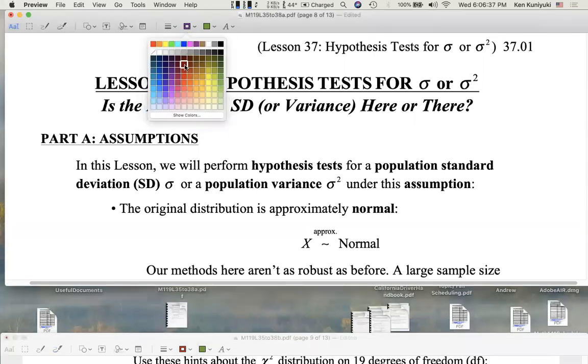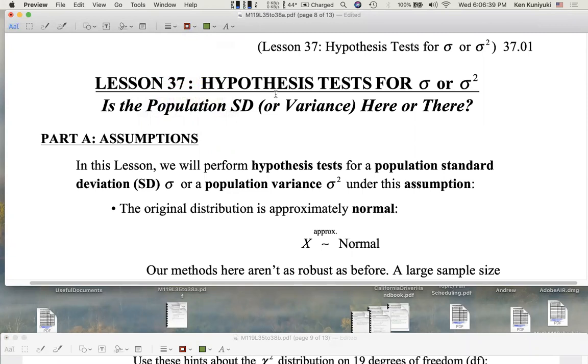Hi, everyone. So we are going to do now lesson 37, hypothesis tests for sigma or sigma squared. You remember them? Population standard deviation or variance. Are they here or somewhere else? Okay. The reference values here, right? The null.